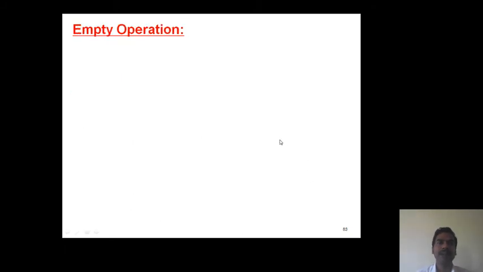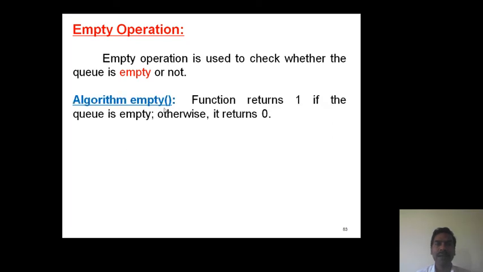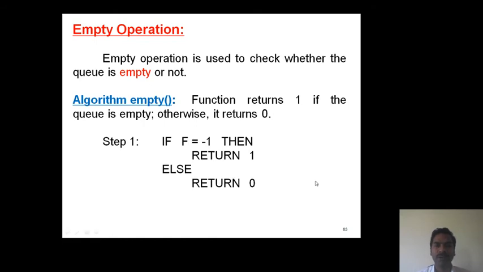Next operation, empty operation. Empty operation is used to check whether the queue is empty or not. Algorithm empty. The function returns 1 if the queue is empty, otherwise it returns 0. If F equals minus 1, then elements are not available, return 1. Else return 0. End if.